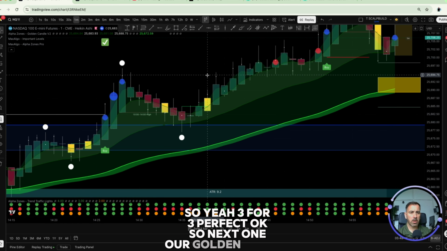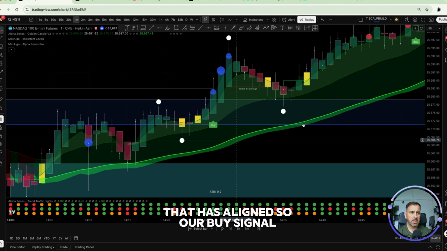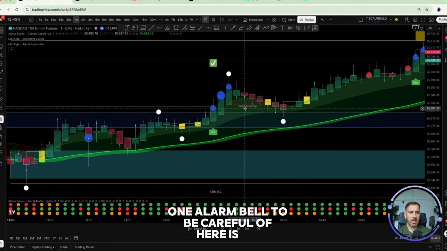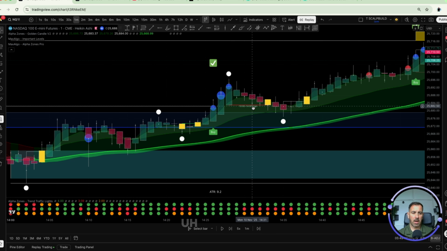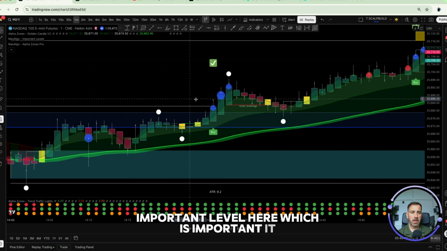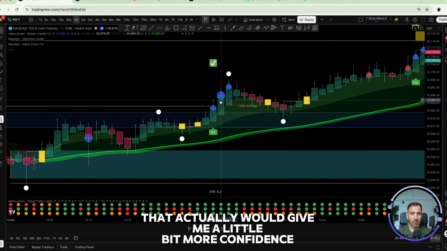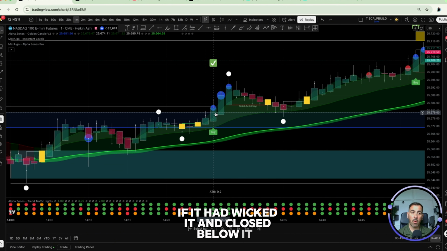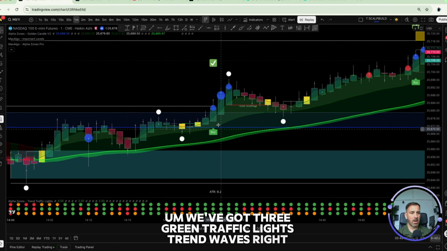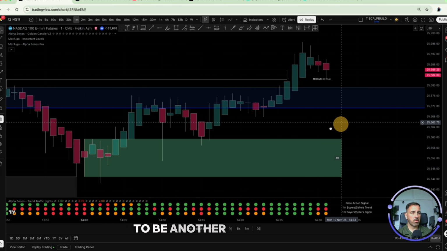Okay, so next one, our golden candle hasn't quite aligned yet. We've got a buy signal that has aligned. So our buy signal goes up. We've got bullish volume. One alarm bell to be careful of here is we have got our previous 4-hour high, this important level here. It does close above it, which is a key indicator that actually would give me a little bit more confidence that it might push on. If it had wicked it and closed below it, I would have alarm bells. But it does close above. We've got 3 green traffic lights, trend wave's right, everything's aligned, and as you'll see, that pushes on to be another winning trade.